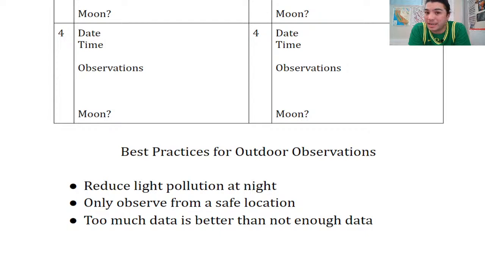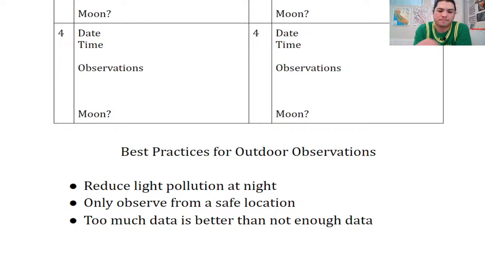Only observe from a safe location, okay? If you don't have a backyard and it's not really safe to go stand outside in the front yard for 5 to 10 minutes at night after it gets dark, right? It's perfectly okay to turn the lights off in your room, or whatever room works best where you can see the best views outside, and peer out of a window. Right? But again, reduce that light pollution. Turn off all the lights in your room while you're observing. Okay? And then lastly, too much data is better than not enough data.